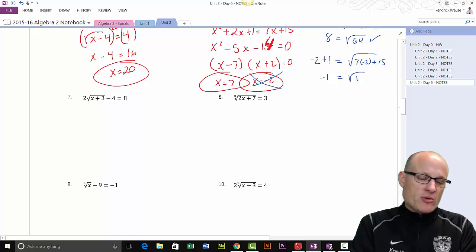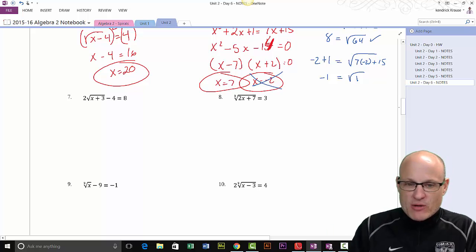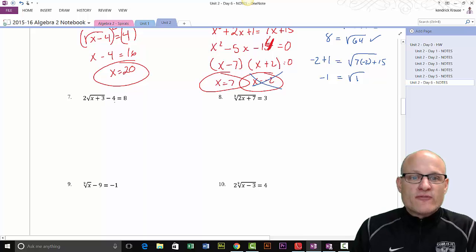All right. Now we're going to do a little bit of combinations of things, and we're going to play around with some things, and we're going to make things harder. So the first thing we're going to do is add 4 to bring it over. So I get 2 square roots of x plus 3 equals 12.